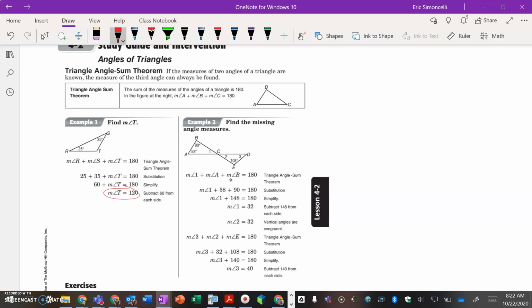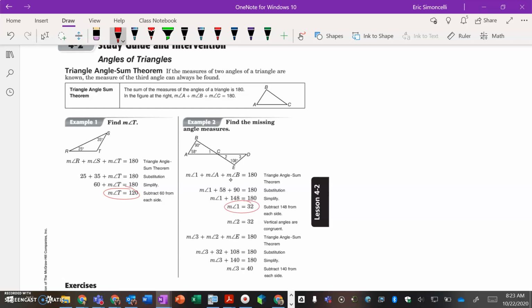For this particular depiction, we're trying to find the missing angle measures. We've got angle 1 and angle 2 that are not known, as well as angle 3. It turns out that the measure of angle 1 plus the measure of angle A plus the measure of angle B is equal to 180. So we can find angle 1 by adding angle 1 plus 58 plus 90 and setting it equal to 180. That's 148 when added. When you subtract it from both sides, we get angle 1 to be 32 degrees.